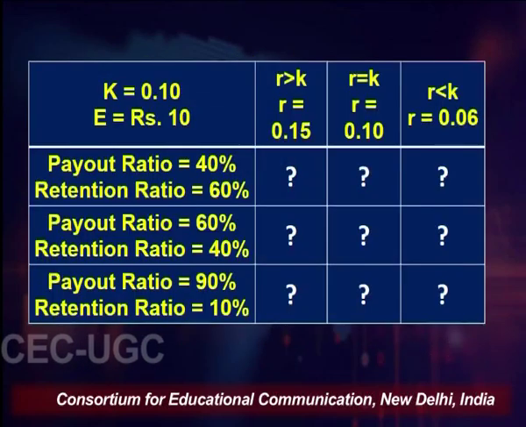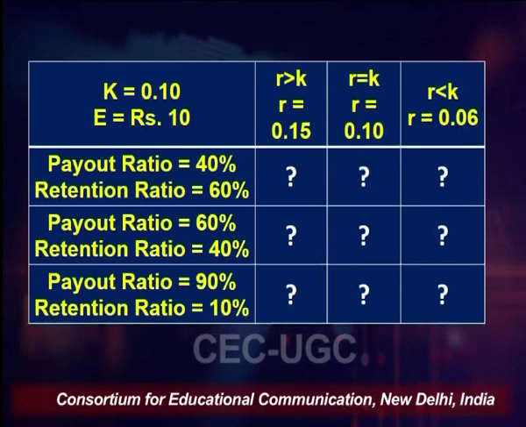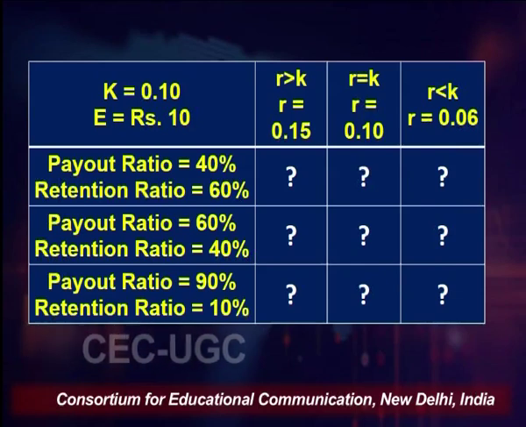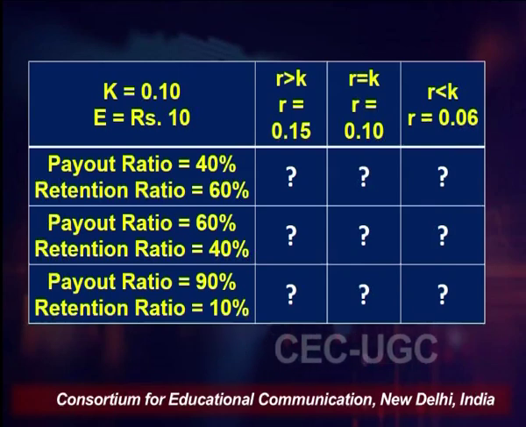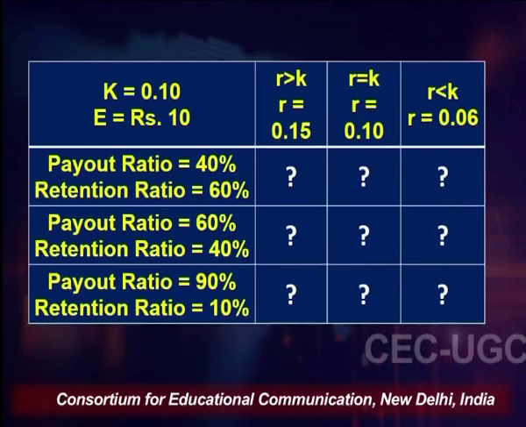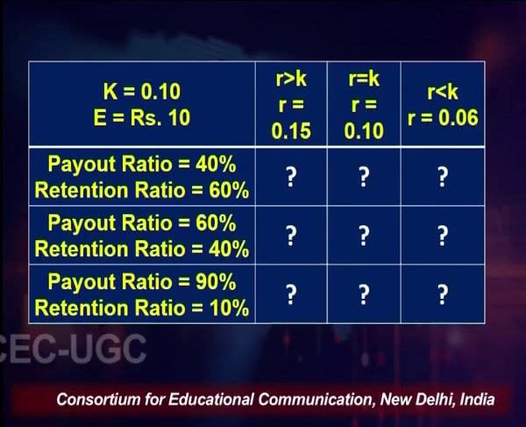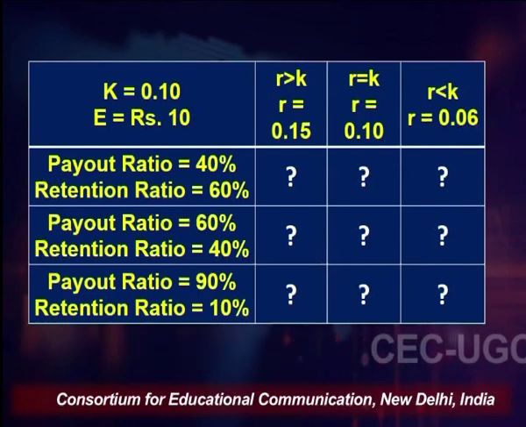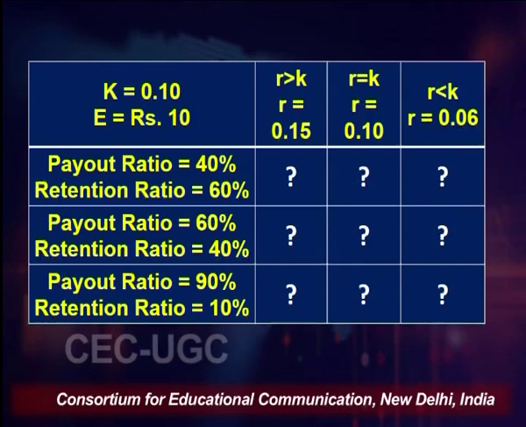So, again the question is presented in the form of this table. Again, on extreme top left side corner, these values will remain common for all the scenarios, where our K is 10%, which is written as 0.10 here, our EPS is rupees 10. There are 3 cases, 3 types of firms in each column, where R is greater than K, the case of our growing firm or growth firm. R is equal to K, that is our normal firm, and then when R is less than K, our declining firm. So, all these scenarios will be tested on 3 parameters or 3 situations of payout ratio.